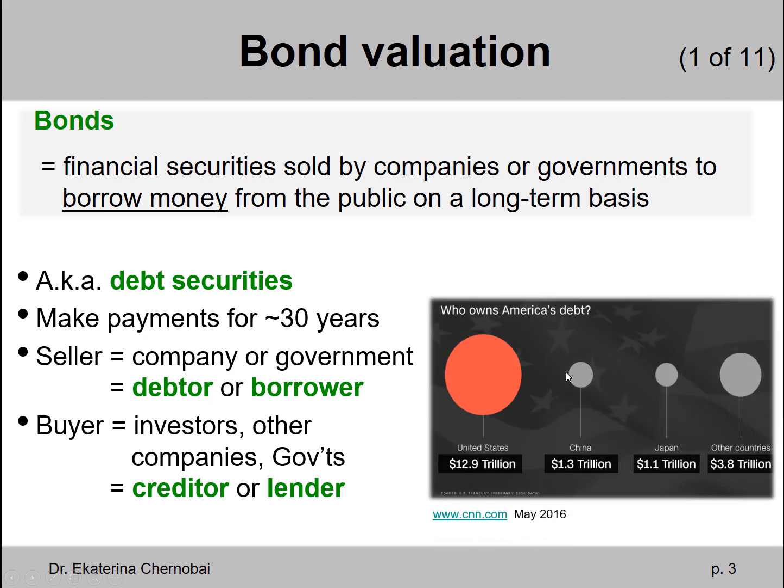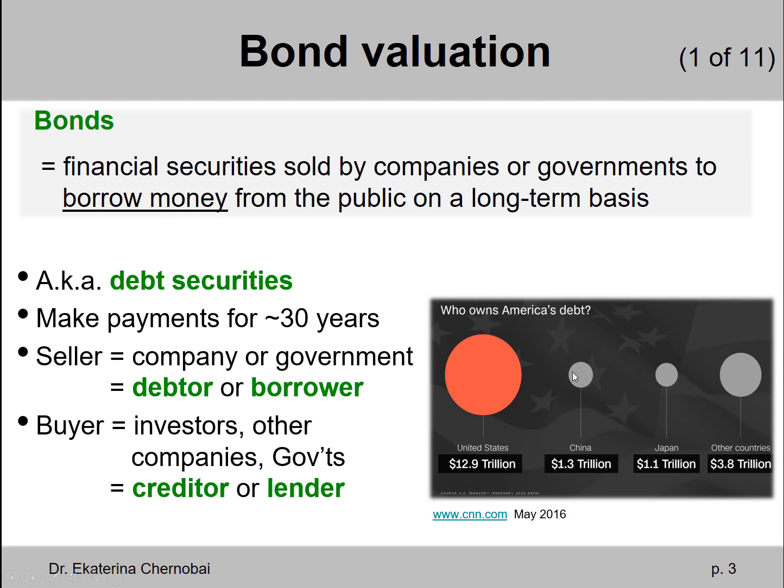This is an example of America's debt. So it's a little bit old. It goes back to May 2016. A figure I found on CNN.com. Who owns America's debt? So this is federal debt that the federal government issued as bonds, and these bonds were sold to whoever would like to purchase them, and the buyers came from all over the world. So who owns America's debt for that time, which is $12.9 trillion?